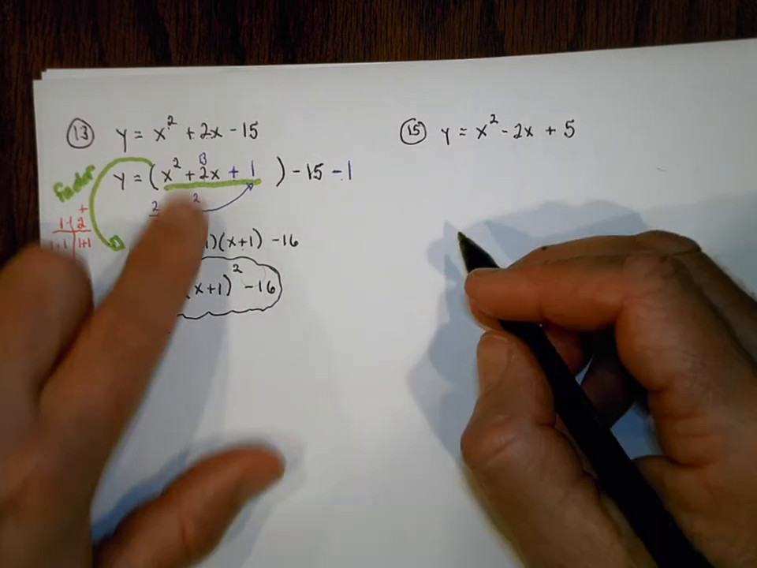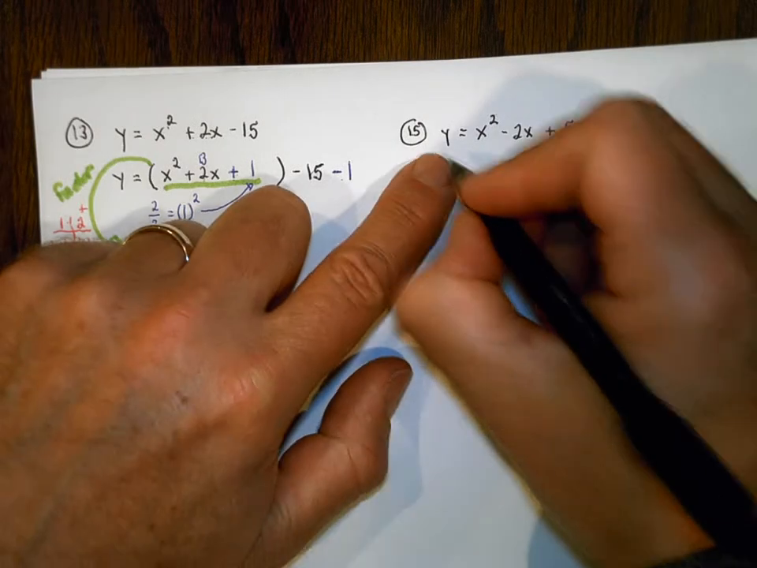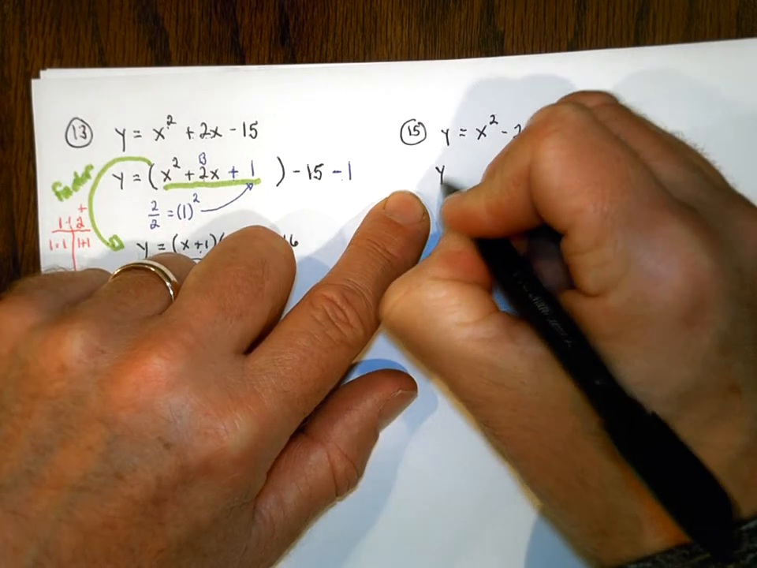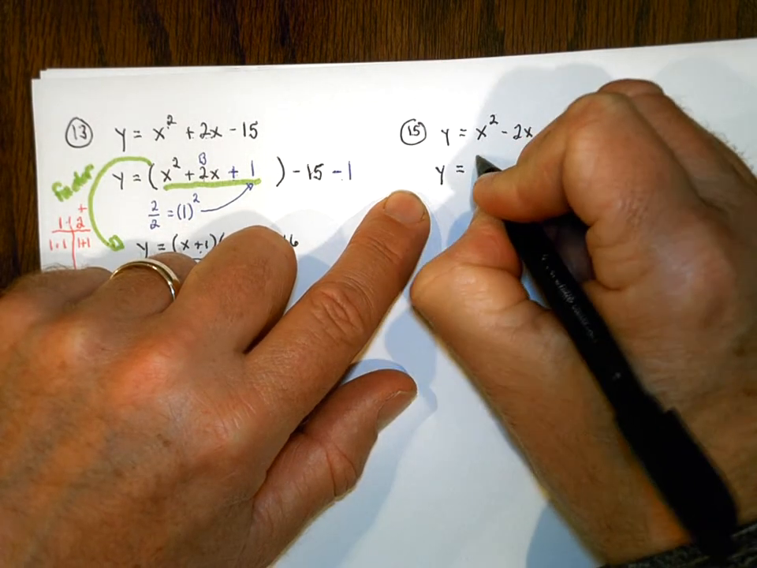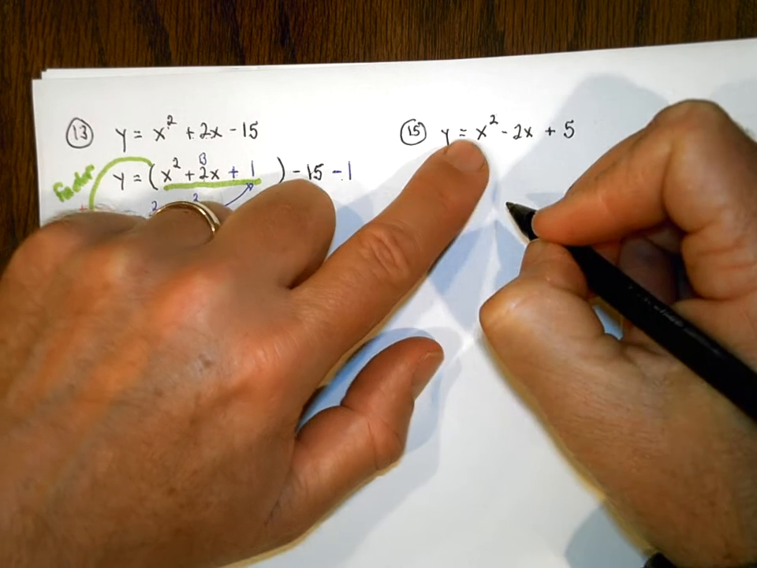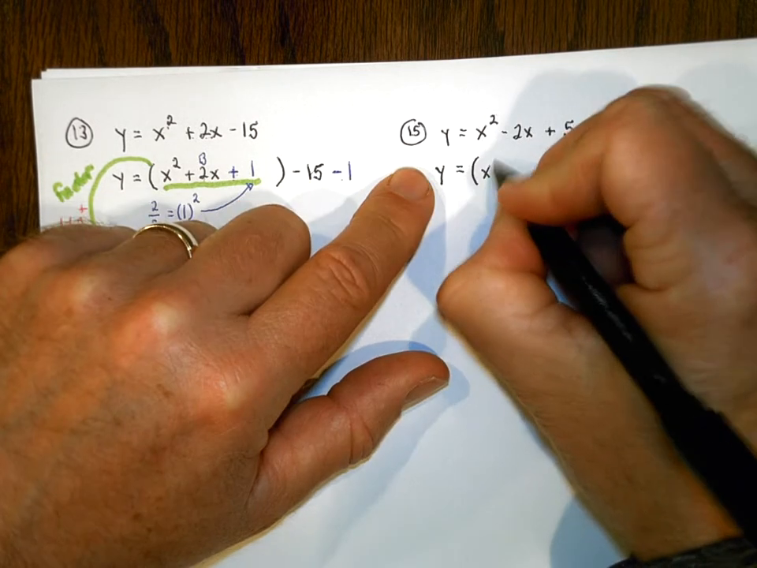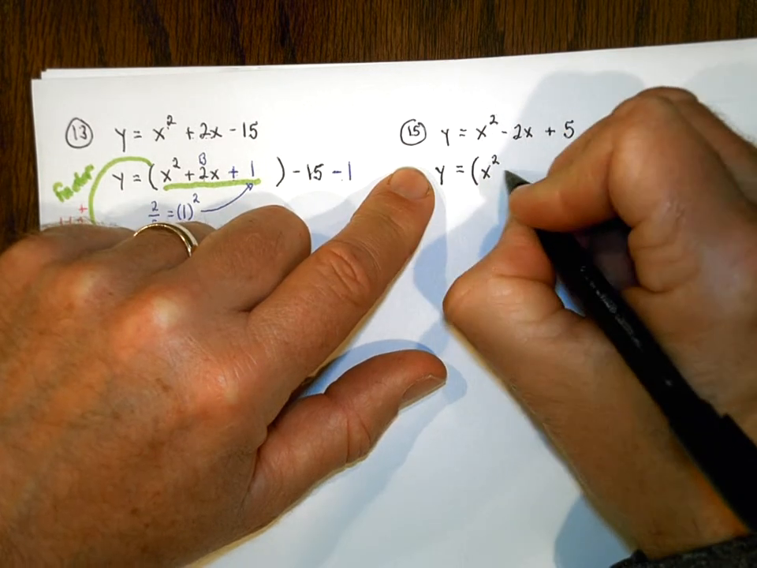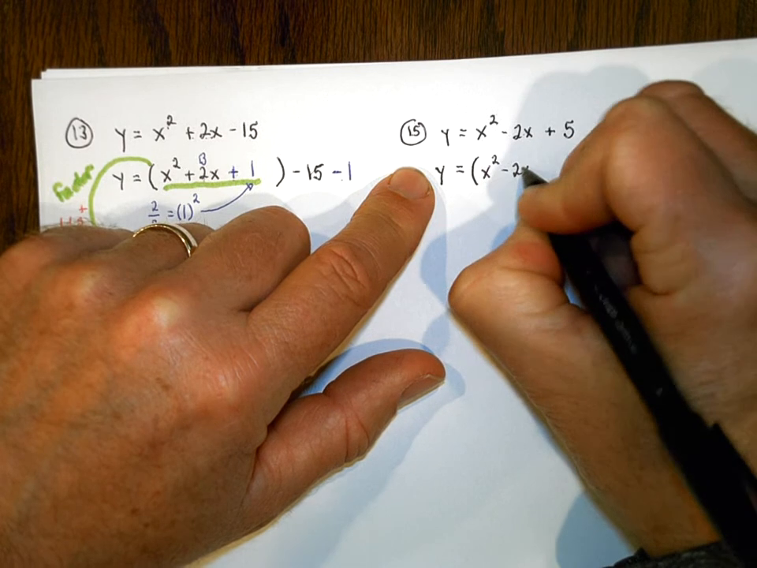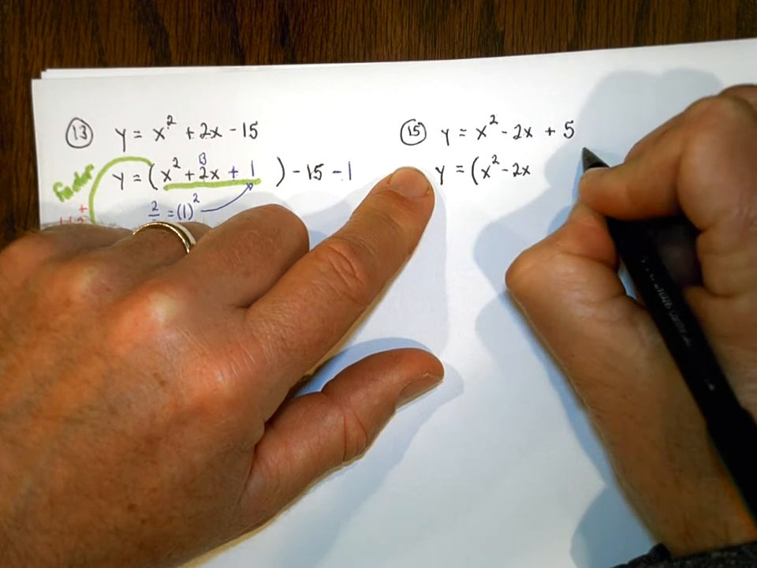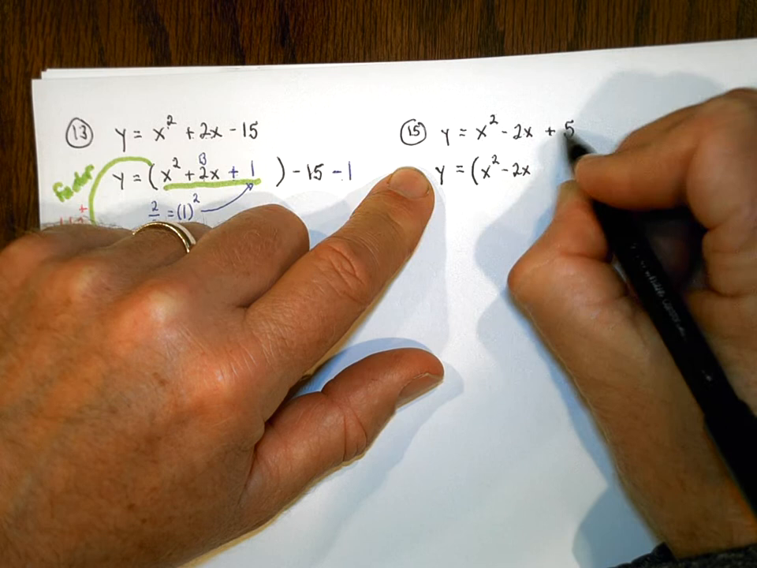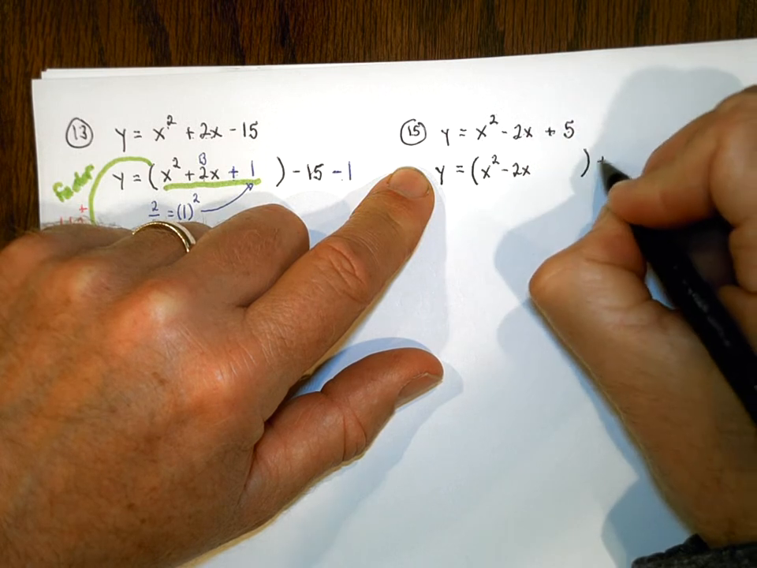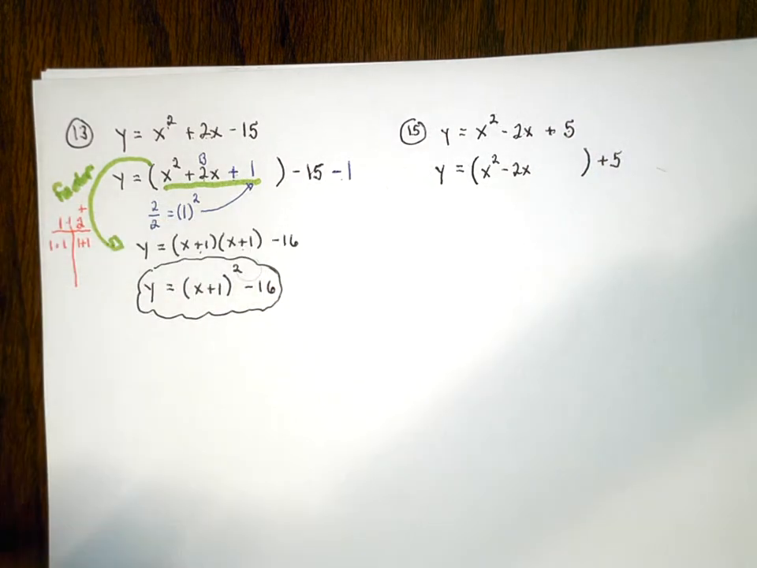So how do I do it? Well, remember, your first step is we're going to keep the y, we're going to keep the equal sign, and then we're going to start a parentheses. Put the x squared part in the parentheses, put the minus 2x part in the parentheses, leave a gap, close the parentheses, and put the c value, which is +5, outside the parentheses.